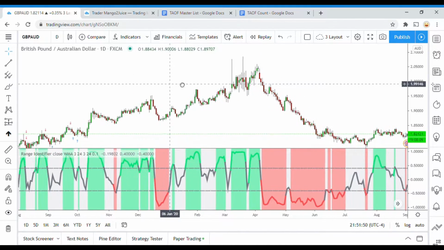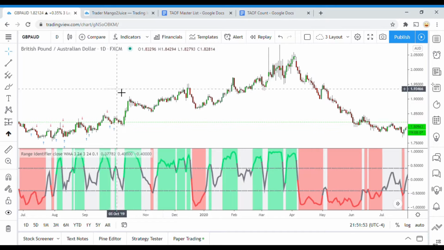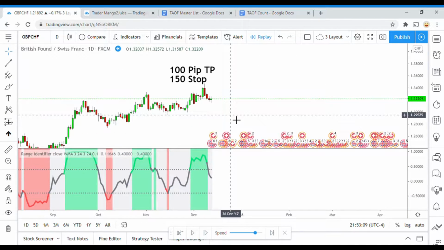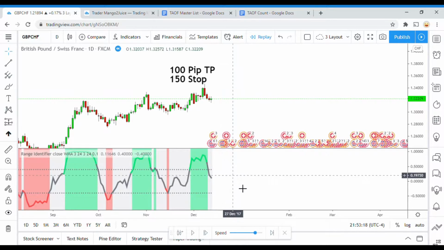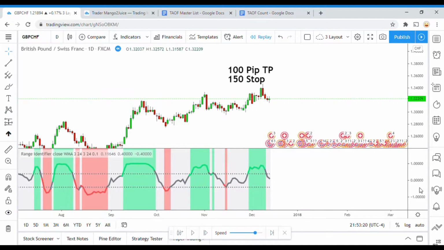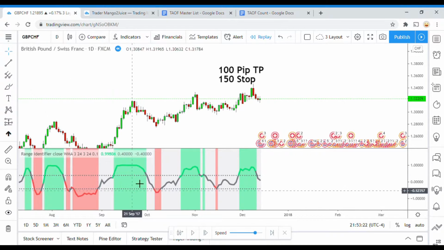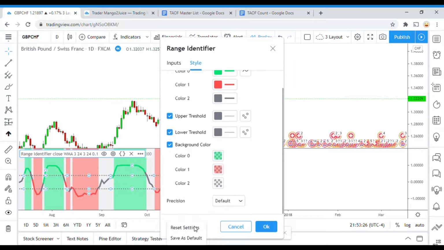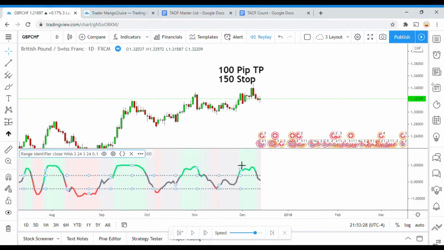All right, so today's indicator is the range identifier indicator. It's a pretty simple setup here. I've gone in and modified this slightly.